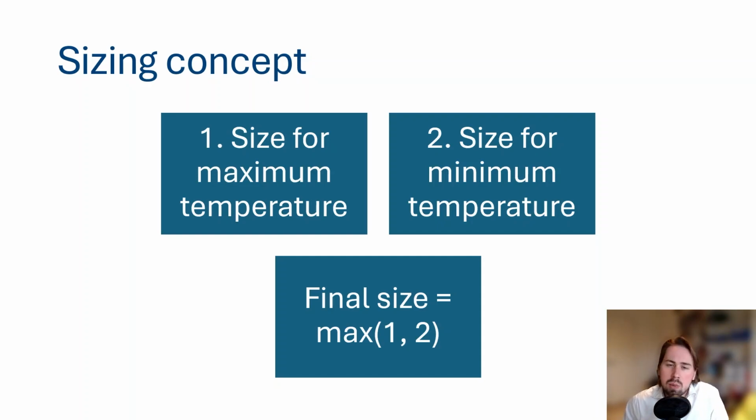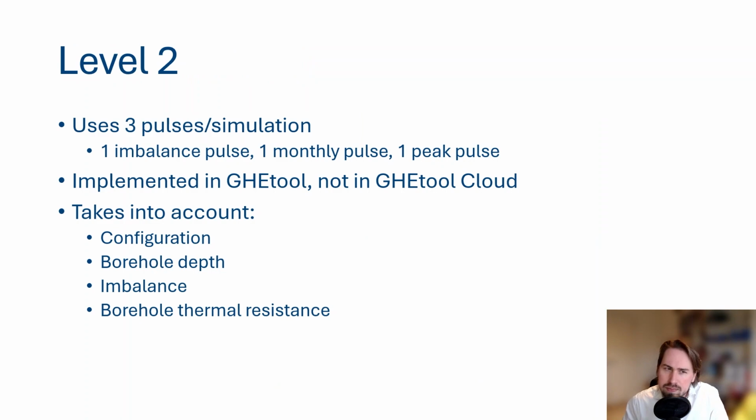So if we then take a look at level 2. Level 2 uses 3 pulses per simulation period instead of 1. So our level 1 method can be said to be a 1 pulse method because we only assume there is 1 continuous heat load. Here we assume there are 3 pulses. So we again have our imbalance pulse, which is basically our level 1 pulse. It's constant in time. And then we also take into account our peak power, our peak pulse.